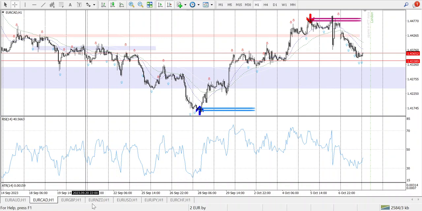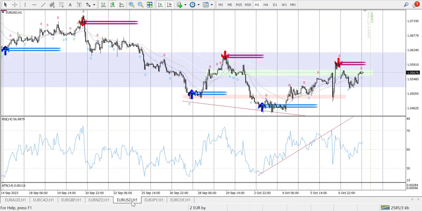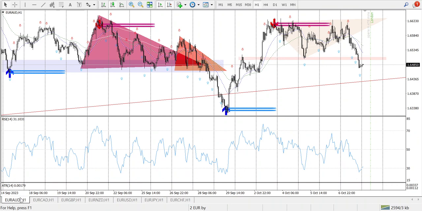Then Euro USD, I did a sell, and the target was this level, and it hit the profit. Euro AUD, you can see I took Euro AUD two times. This is the biggest rookie mistake. I took it around noon, and you might not have my recording of taking this Euro AUD.